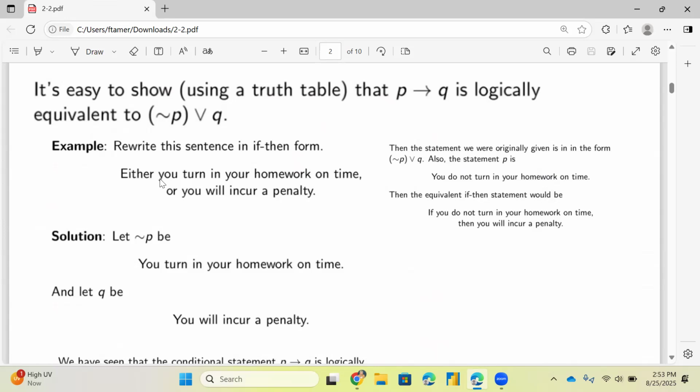So this sentence was either you turn in your homework on time, which we labeled as not P, or you will incur a penalty. Also, the statement P is you do not turn in your homework on time. Then the equivalent if-then statement would be: if you don't turn in your homework on time, then you will incur a penalty. So this is how P arrow Q has the same logical equivalence as not P or Q.